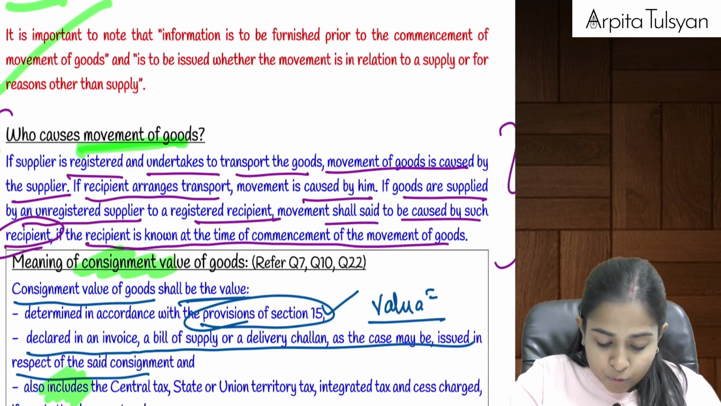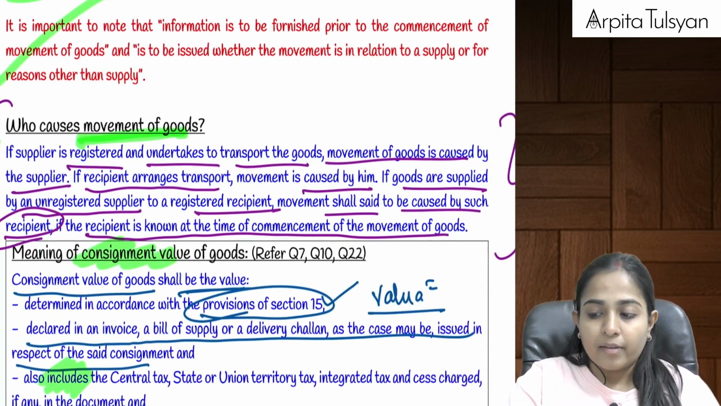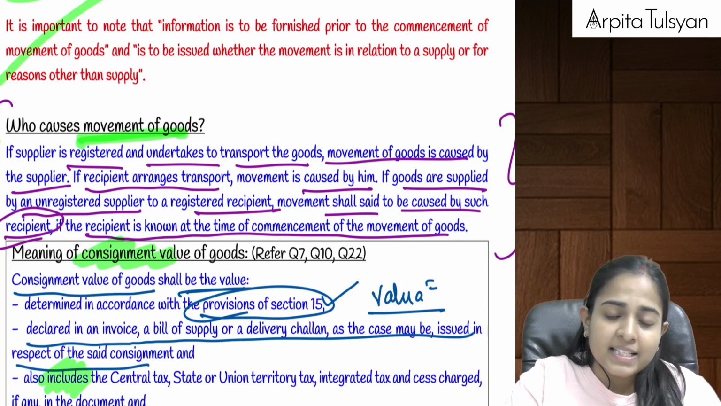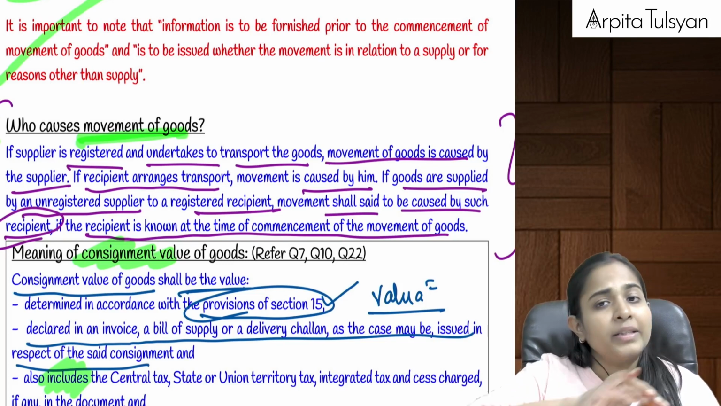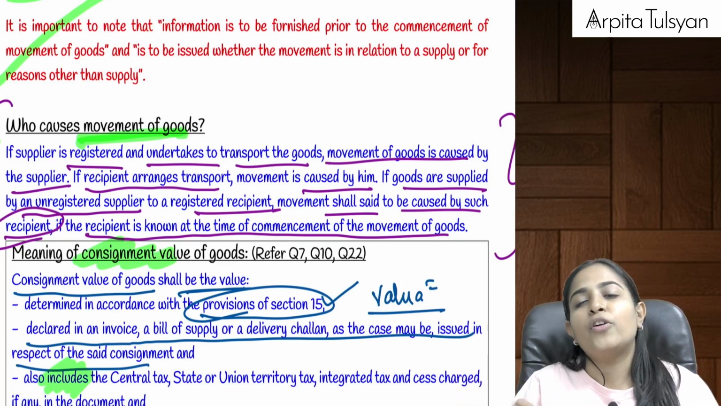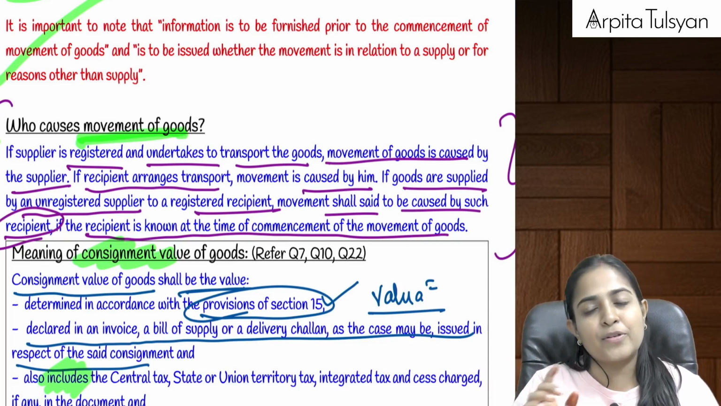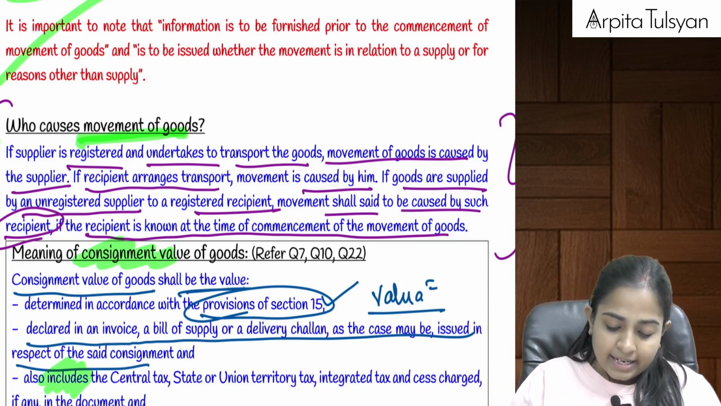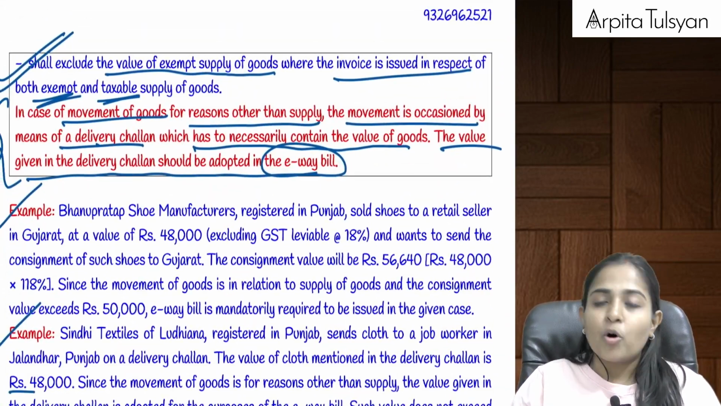And suppose this invoice includes the value of taxable supply and also exempt supply, then we have to exclude the value of exempt supply, and only the value of taxable supply will be considered for the purpose of calculating the consignment value of goods. Are you clear with this? Yes. So this was the meaning of the term consignment value.